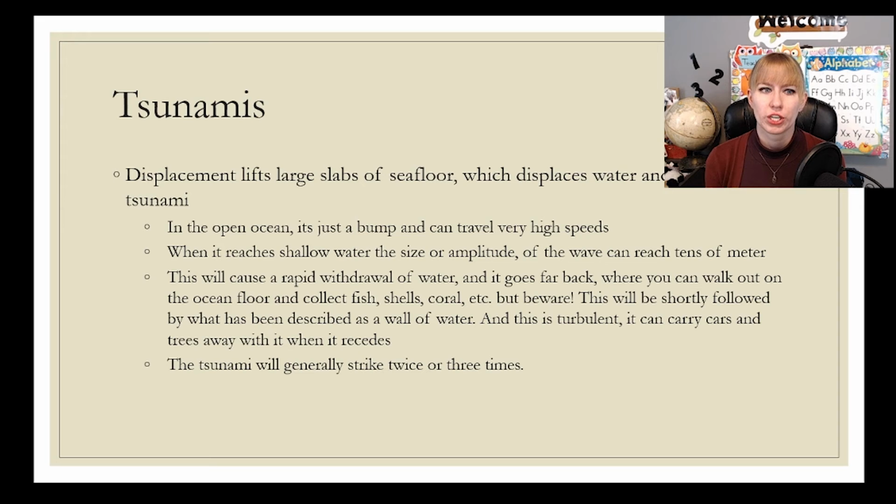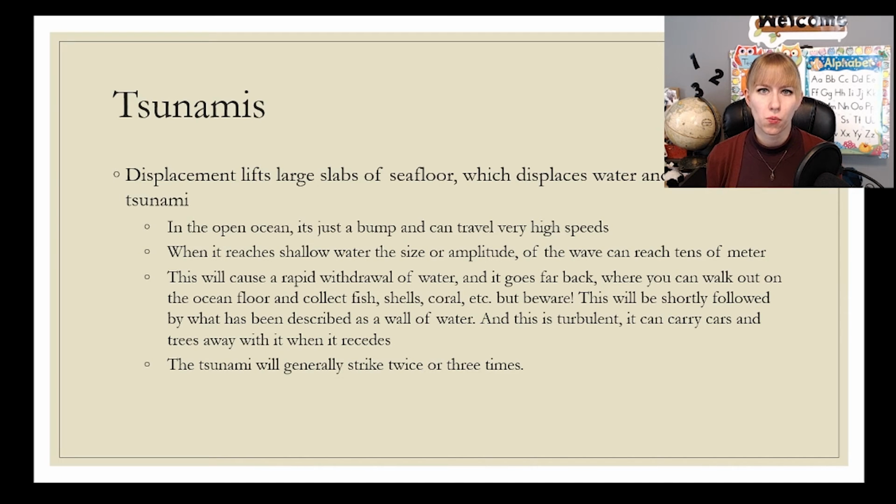Tsunamis, like I mentioned earlier, occur specifically with megathrust faults. Essentially what a megathrust ends up causing, or an underwater earthquake ends up causing, is displacement. A slab of the seafloor will get displaced up and then drops back, or goes down and then pushes back up. And so what that does is generate a displacement of water, creating a tsunami. In the open ocean, it will essentially just be a bump that can travel at very high speeds, not noticeable.